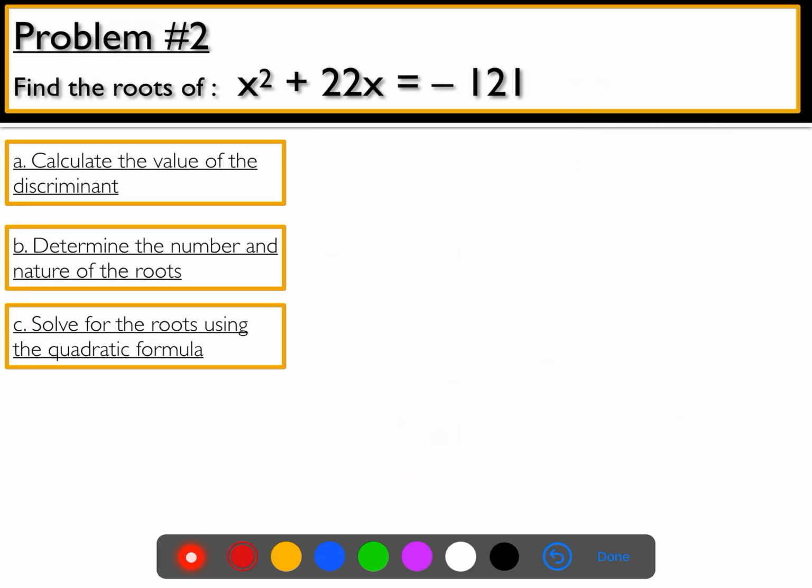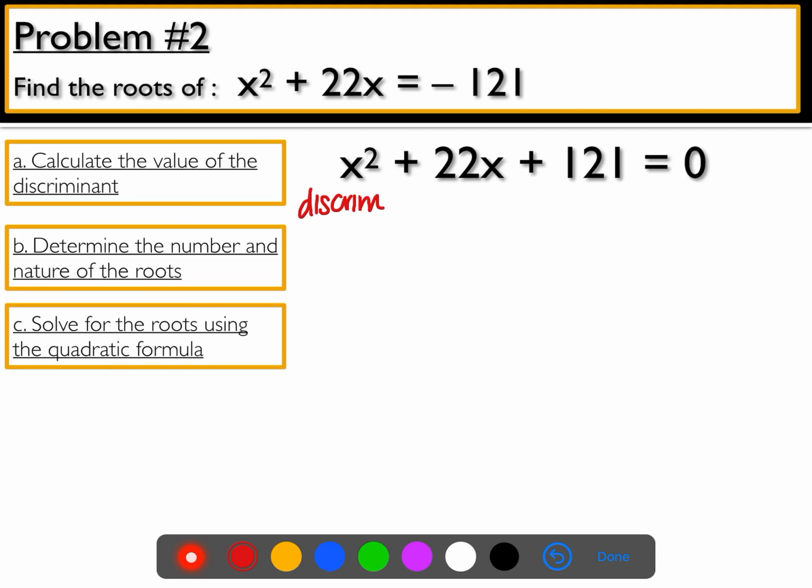Let's try another one. Okay, so I'm looking at my function now, and I see that all of my terms are not on the same side. I cannot solve if it's not set equal to 0. Okay, so I add 121 to the other side. I have everything over there together, and now I'm going to find the discriminant. Okay, again, a equals 1, b equals 22, and now c equals positive 121 because we're working off of this new rearranged function where it's set equal to 0.